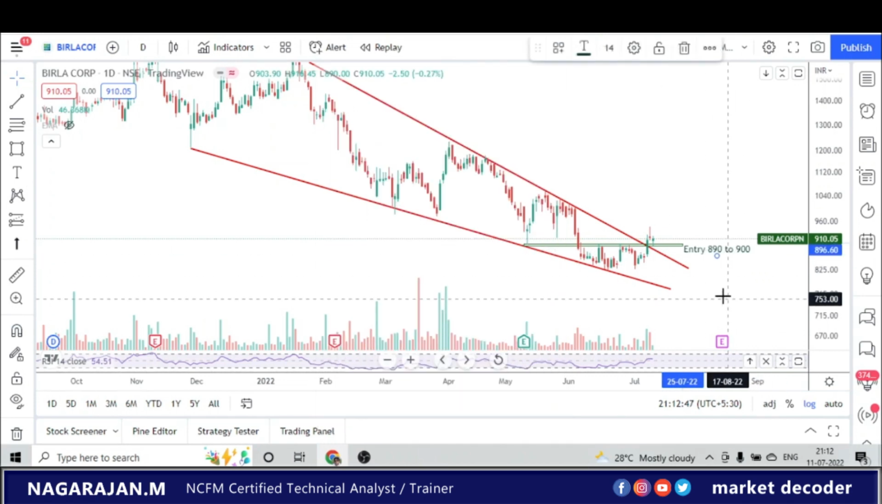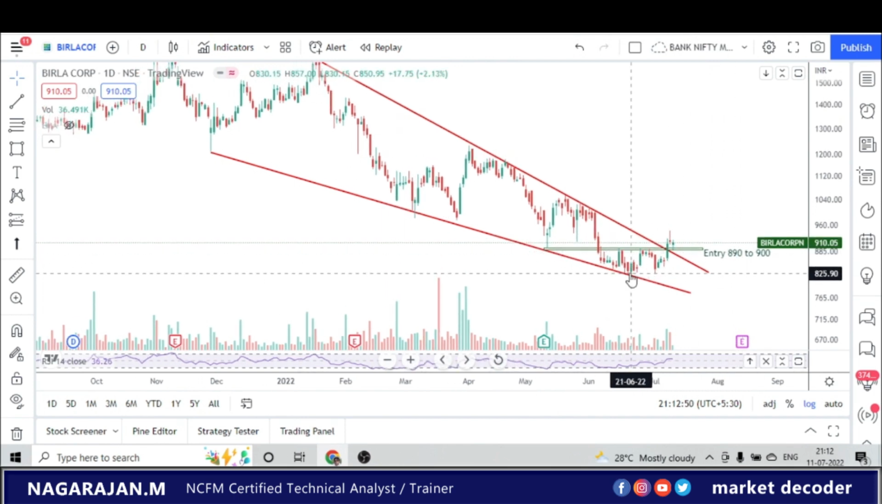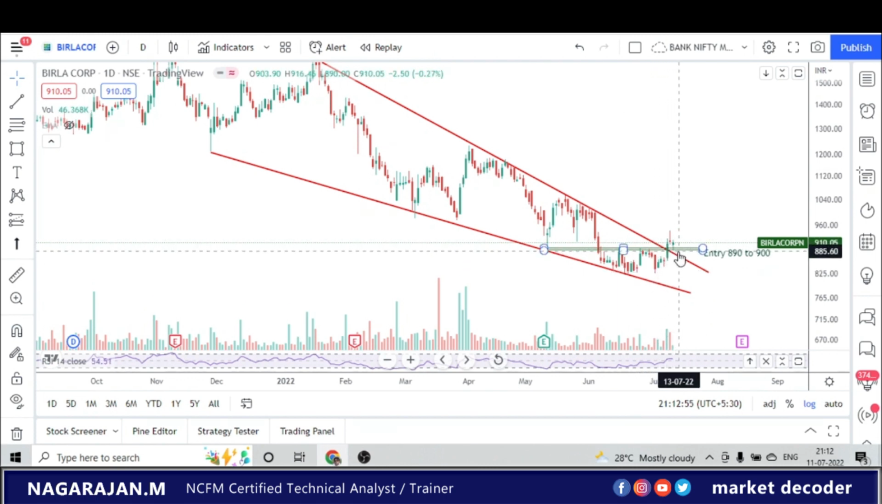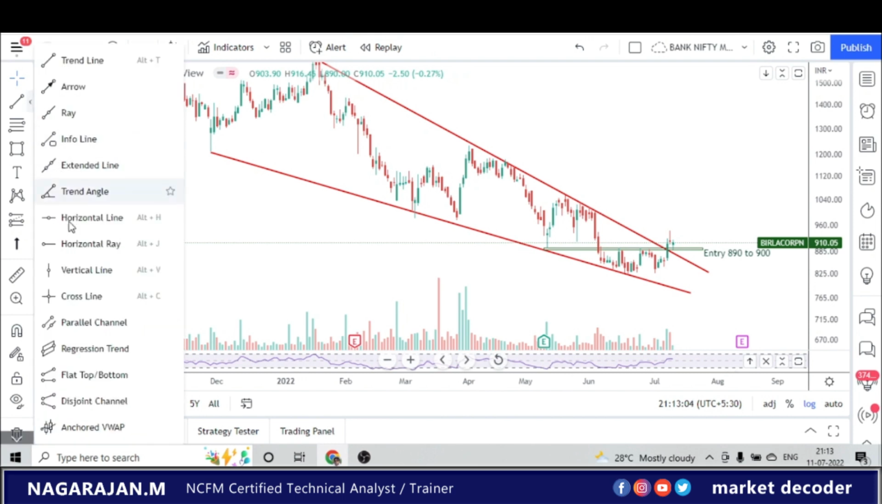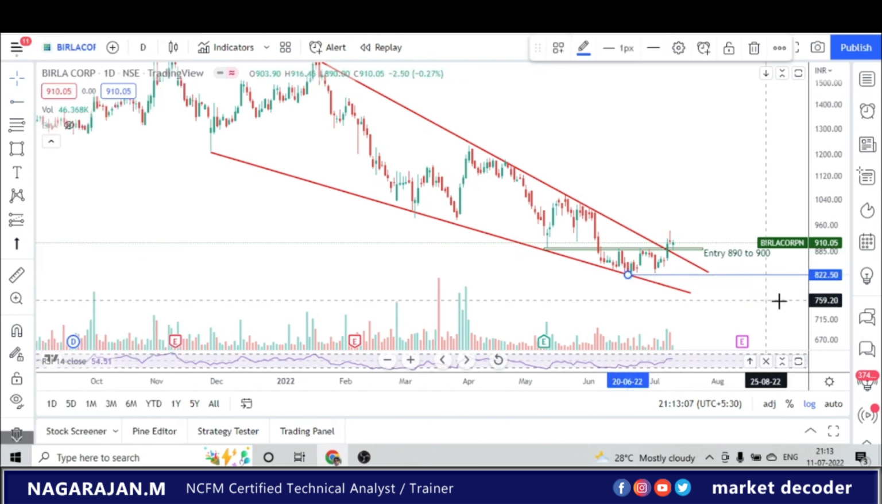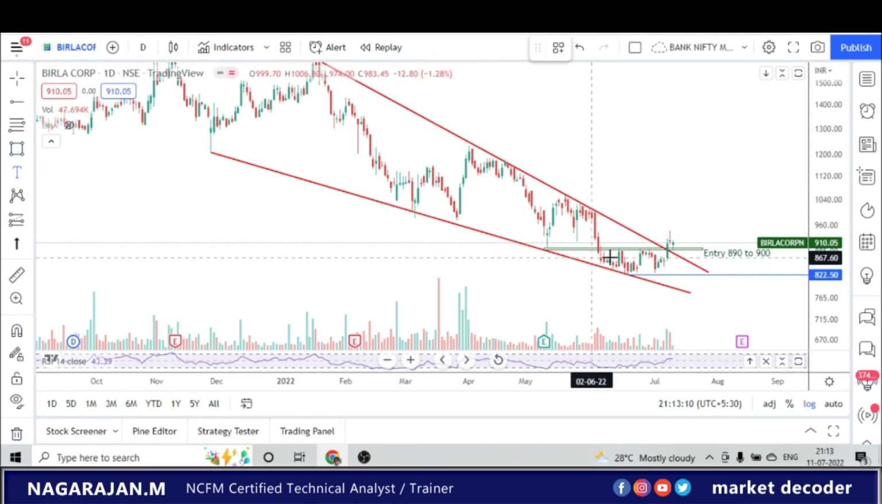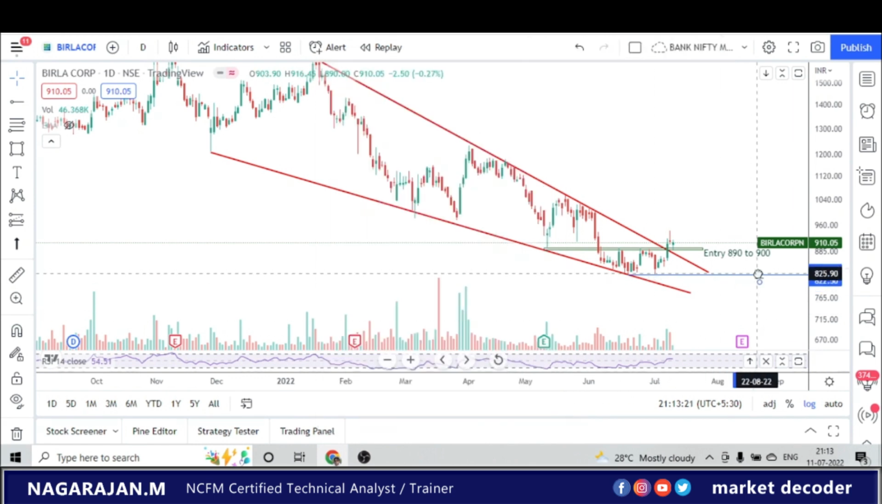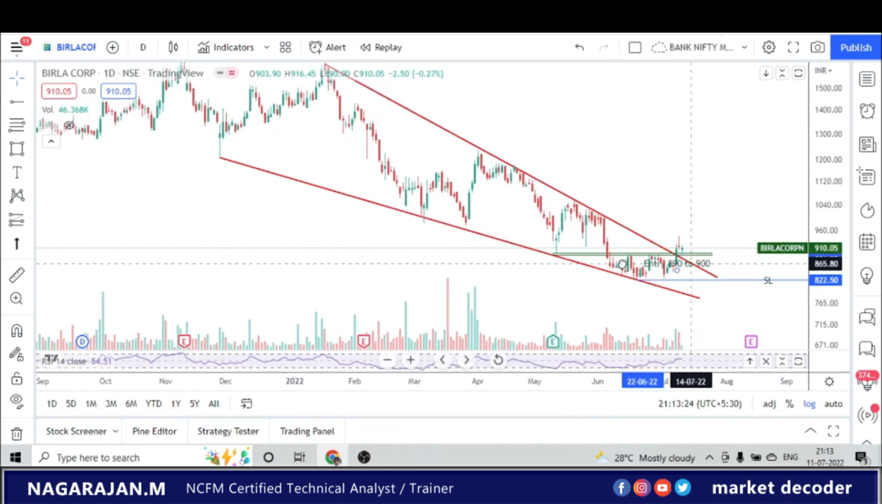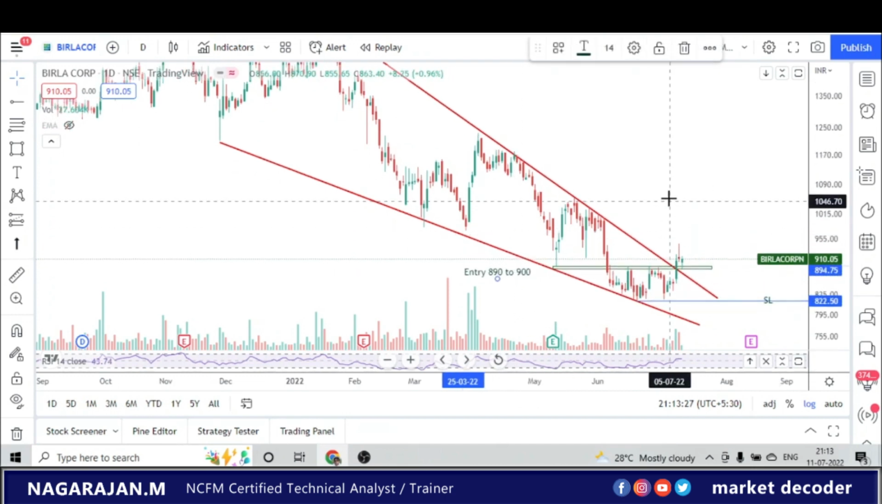So 890 to 900 is going to be the entry, and this low remains a stop loss because we are in low, high, higher low. Right now we are going to take an entry at the higher low, which means this low is definitely going to be the stop loss. So 822 is going to be the stop loss on a weekly basis. As we are going to get some 30-35% returns, we have to wait for a weekly closure. So 890 to 900 remains the entry, and 822 on weekly closure is going to be the stop loss.